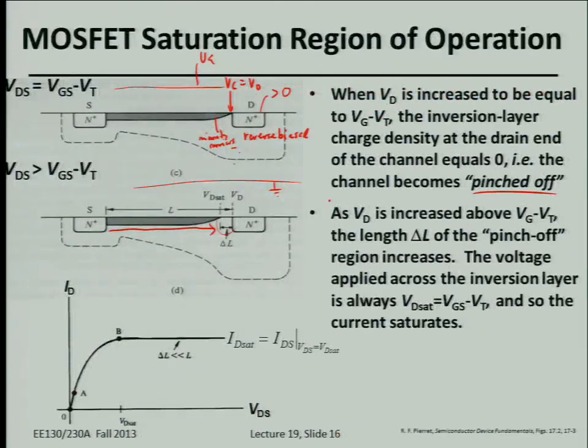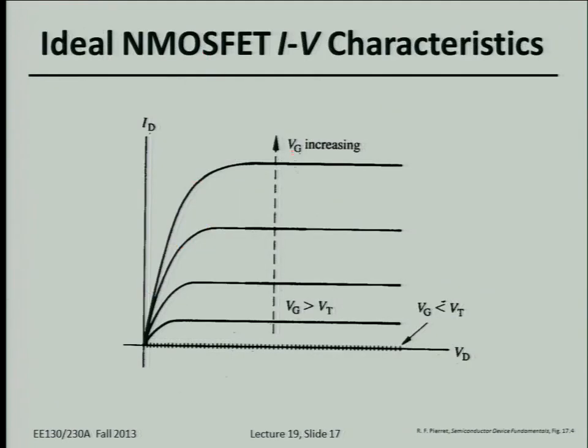Okay, any questions about the pinch-off phenomenon? All it does is limit the voltage that you can apply across the inversion layer. So maximum voltage equals VGS minus VT. As you increase the gate voltage, you can increase this maximum voltage. So as you increase the gate voltage, you can increase the level of current at which you're saturating, because you can apply larger and larger lateral field to the MOSFET before the channel gets pinched off. What also increases with VG?